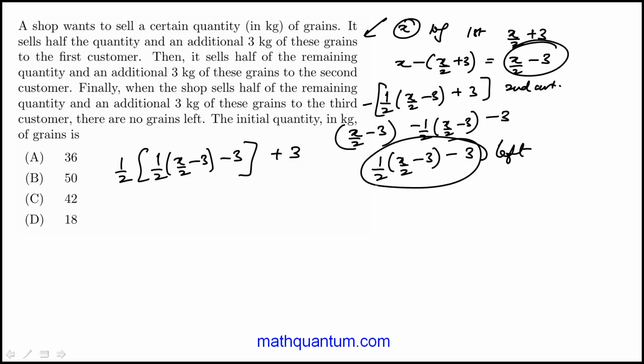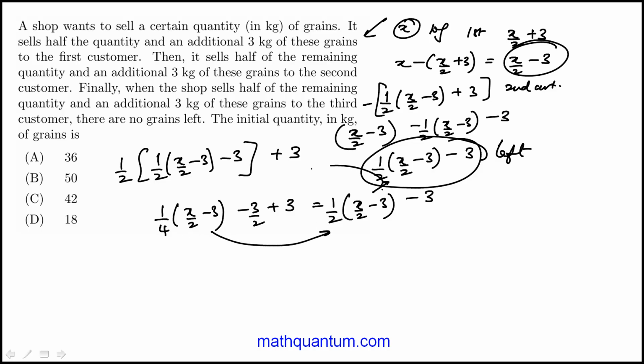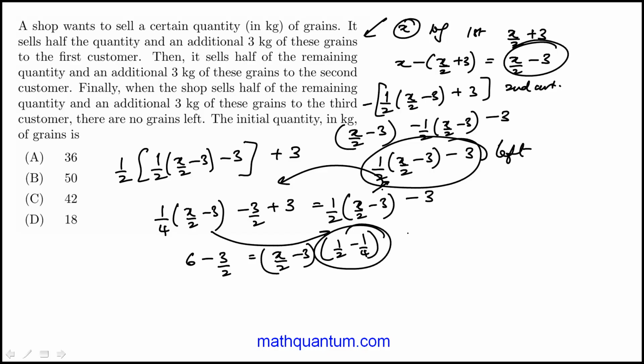So you can either equate it or this minus that is 0. So either way. So if I do distribute the half, that would be x over 4 minus 3 over 2 plus 3 is equal to that. And then let's see, I'm going to move this over, move that 3 over here. So this is going to be 6 minus 3 over 2. And here, x over 2 minus 3 is the same in both. So half minus 1/4, that would be 1/4. So that would be 9 over 2 equal to x over 4.